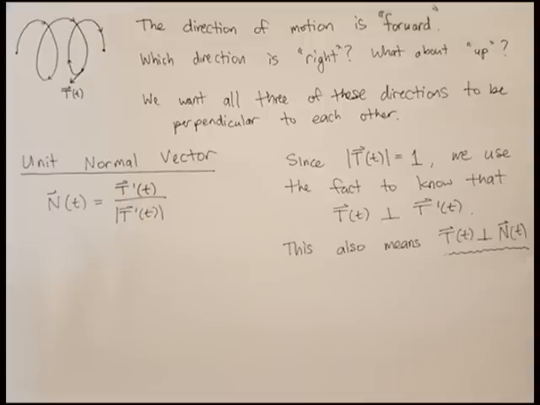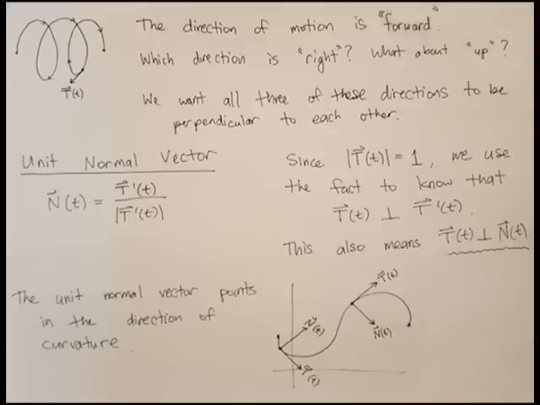Since the length of the unit tangent vector is 1, and will always be 1 because it's a unit, we know that its derivative is perpendicular to the unit tangent vector itself. And therefore, the unit normal vector is also perpendicular to the unit tangent vector. This is our systematic way of finding a vector which is perpendicular to the unit tangent vector. As its name implies, the unit normal vector is always perpendicular to the direction of motion and points in the direction of the greatest curvature.